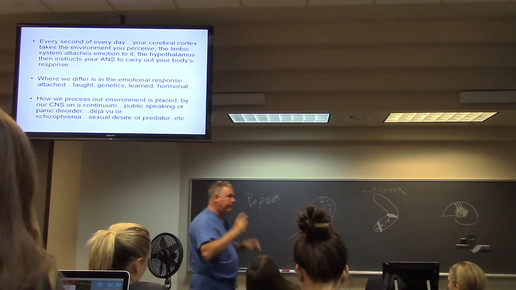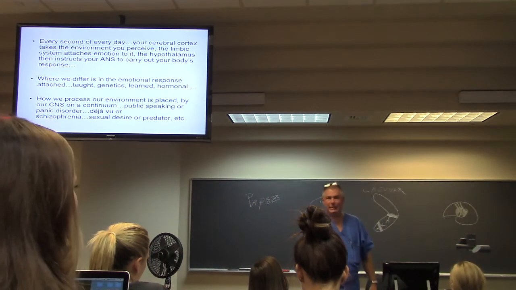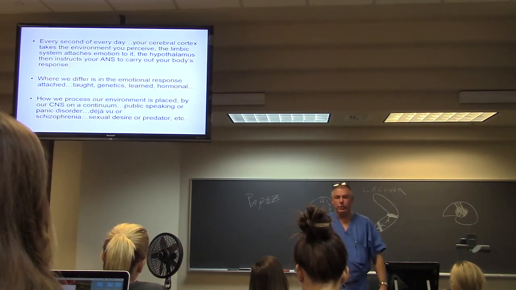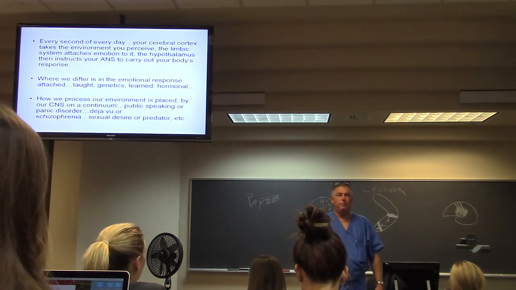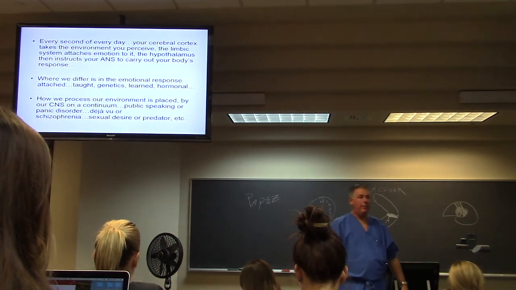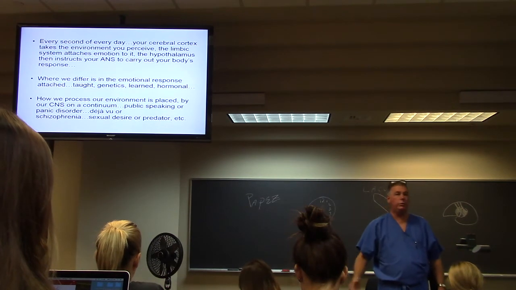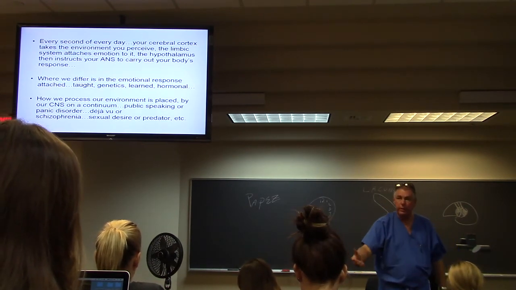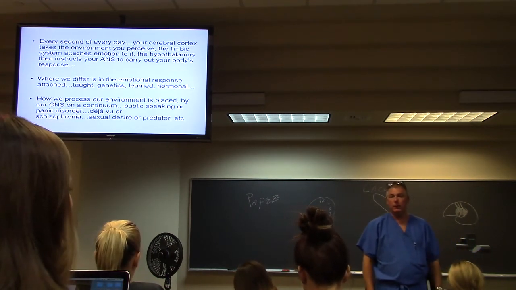Cortex sends that information into your limbic system. The limbic system attaches an emotion to it. The limbic system projects to the hypothalamus that controls the autonomics, which is your body's reaction to the emotion of the environment that your cortex has perceived.